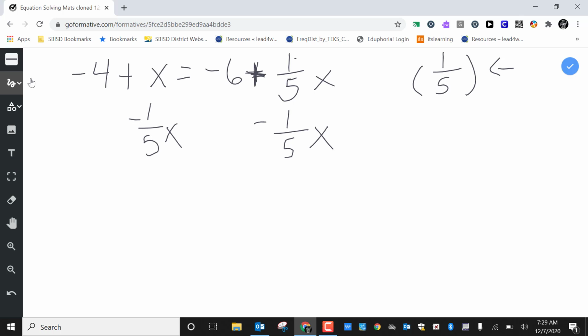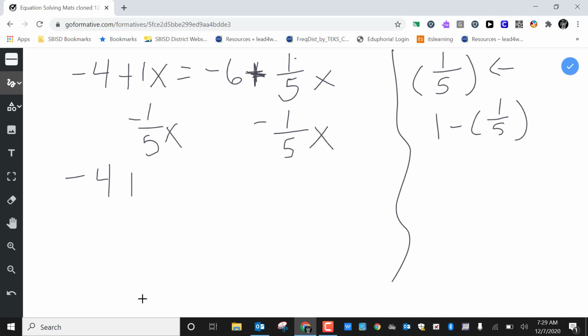Now remember, if you have just an x with no coefficient, there's an understood 1 in there. So in the calculator, I'm going to put 1 minus 1/5. Okay, so go ahead and do that, and you should get 4/5. So I have -4 plus 4/5 x equals -6. The 1/5 minus 1/5 x cancels out.